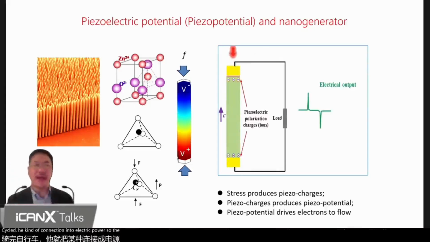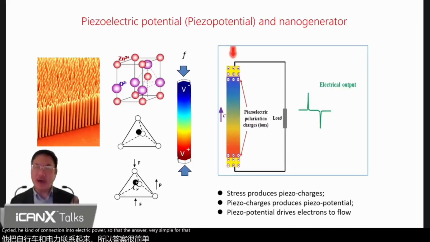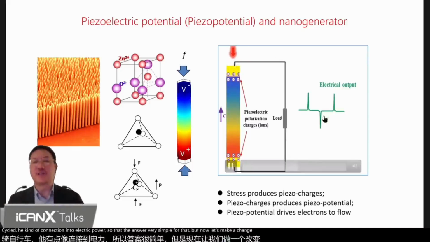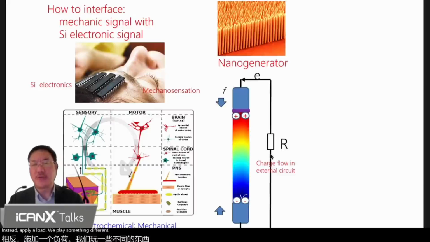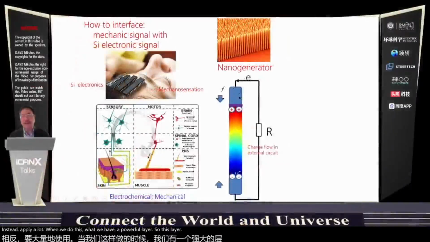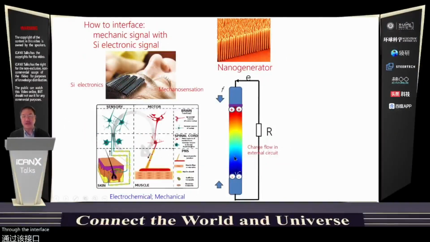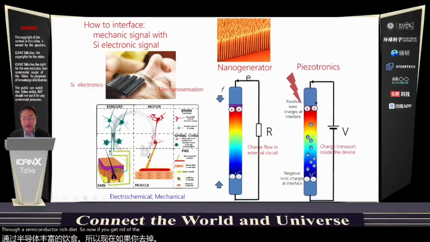So this is what we call the nano generator, because it converts cyclic mechanical action into electric power. The answer is very simple for that. But now let's make a change. Instead of applying a load, we apply something different. Here we have a buffer layer, which prevents carriers from flowing through the interface and through the semiconductor to reach the end. Now if you get rid of this buffer layer and instead apply a voltage, this voltage can drive the carriers through the system. So this is carrier transport.